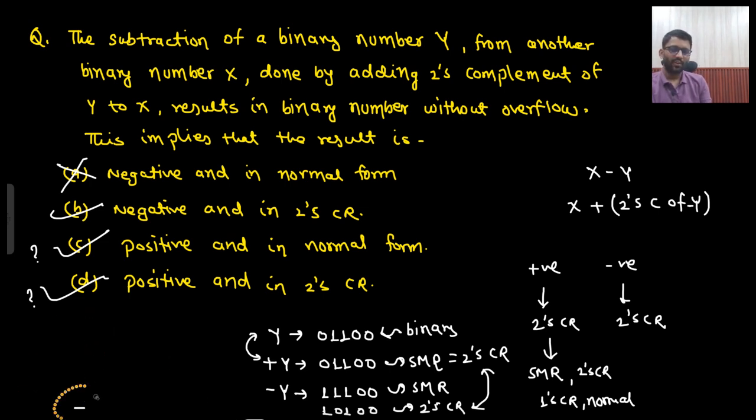So this is a bit controversial question as per me. A lot of teachers would give only these two answers, the positive and in normal form. But if it is positive, then certainly it is in 2's complement form as well. So this should be the answer as well. So all three options are correct. The first one is wrong. Negative and in normal form, that cannot happen.